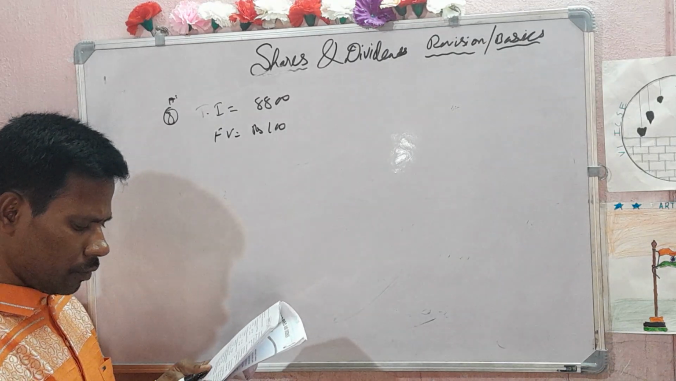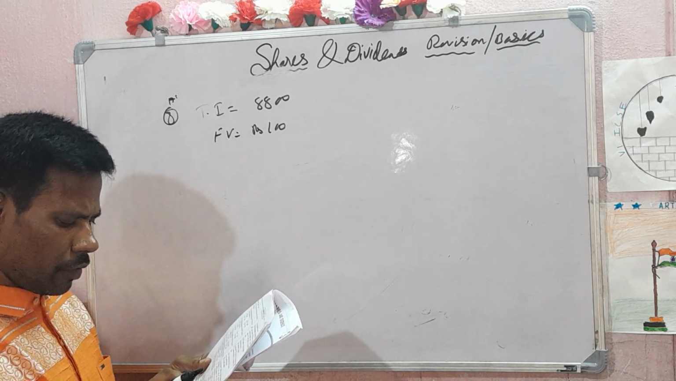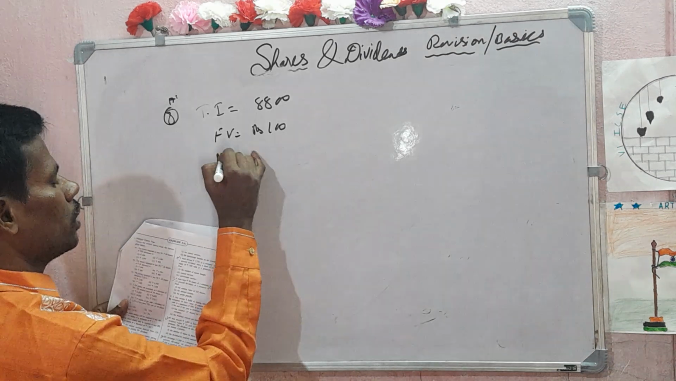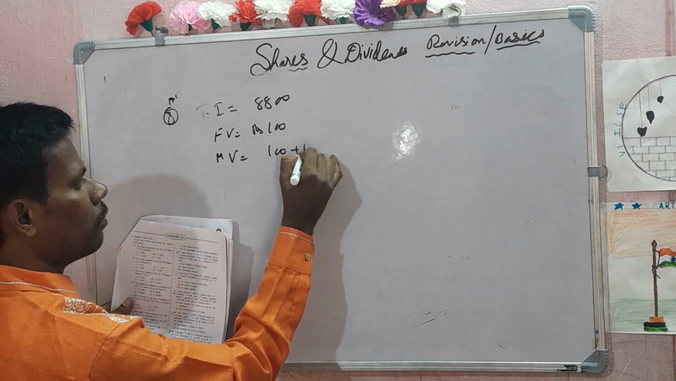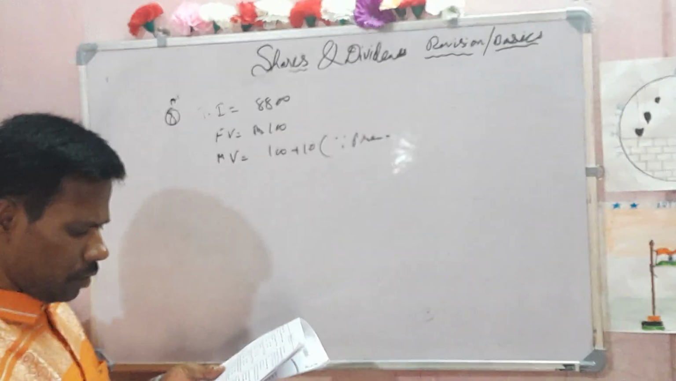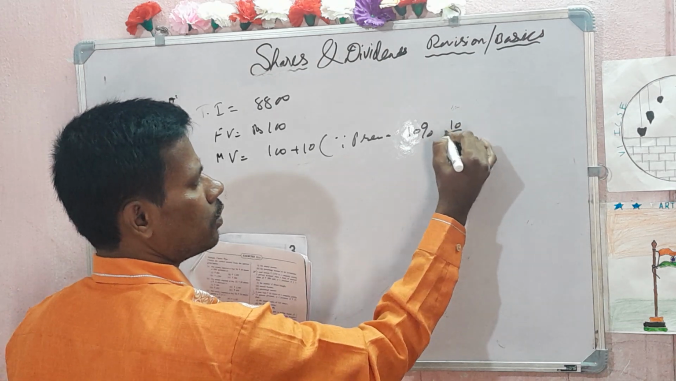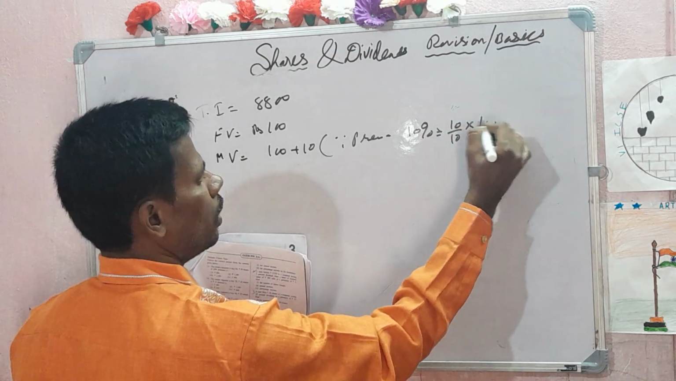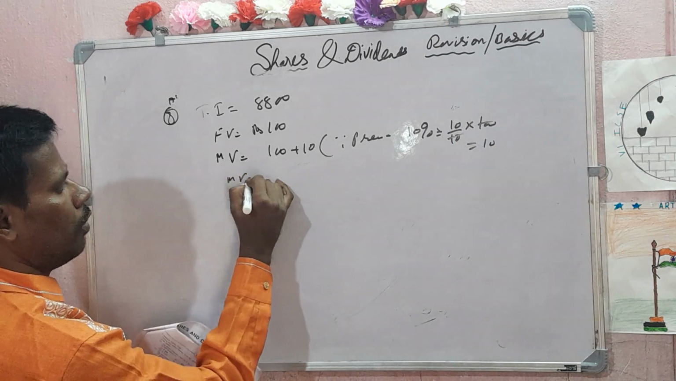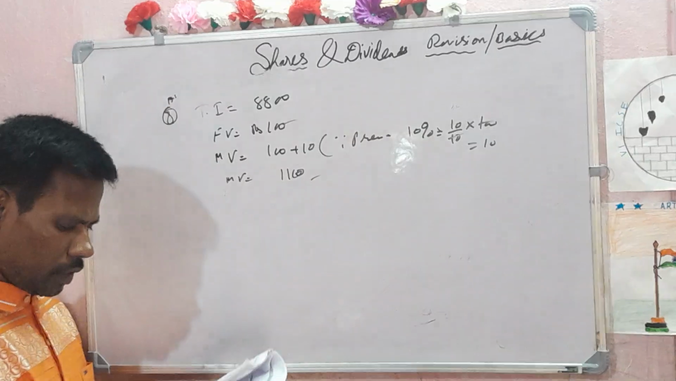Next, he buys shares of face value rupees 100 at a premium of 10%. So market value is 100 plus 10. Since premium is 10%, you can do that simple calculation yourself, children: 10 by 100 into 100 is 10. So 100 plus 10 is 110. Face value is 100, market value is 110.